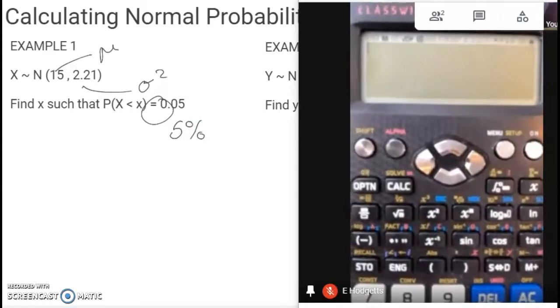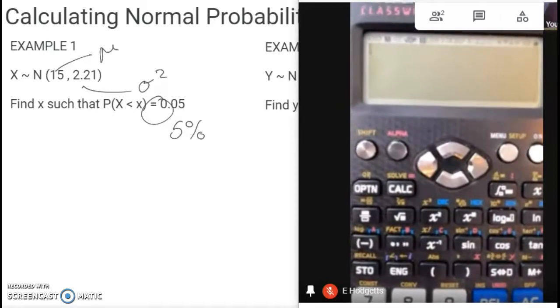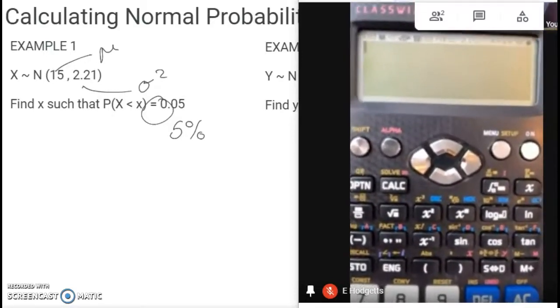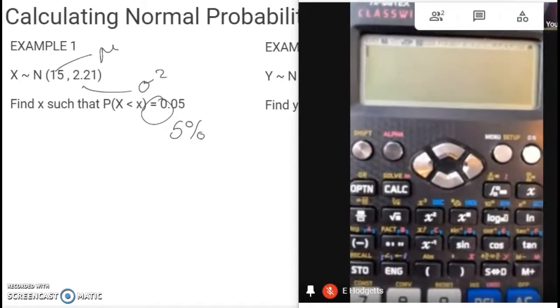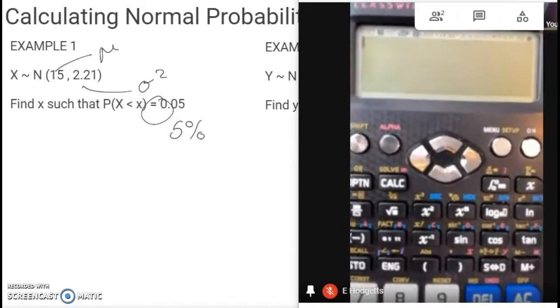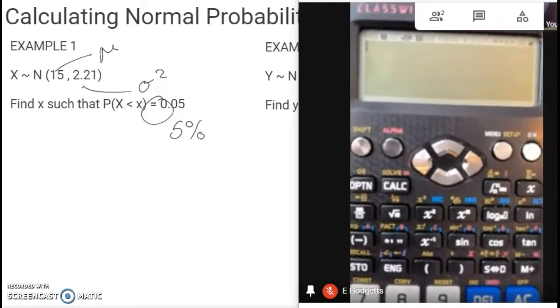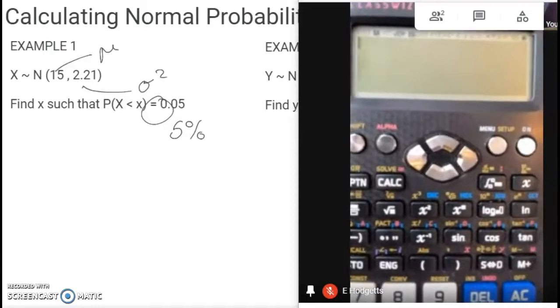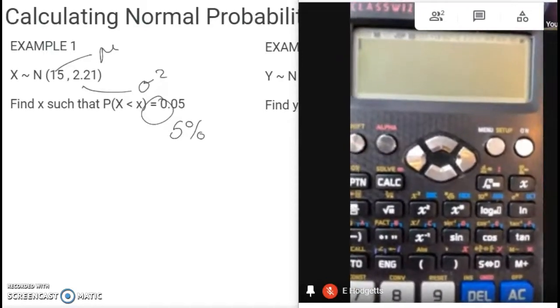So normally, when we put things in our calculator, we would go to normal CD, we would put in our value for x, we would put in our value for mu, we would put in our value for sigma squared or for sigma, and it would give us a probability. But in this question, I've been given the probability of 5%, and I want to work backwards to find out what x is.